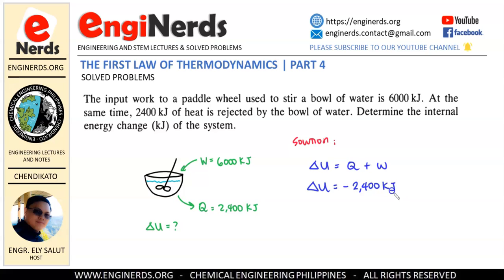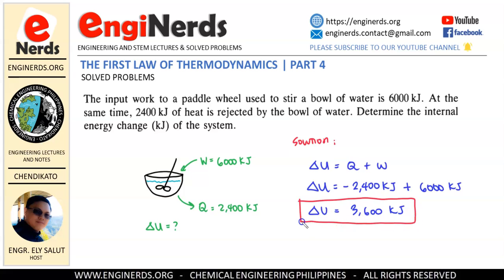So we have negative 2,400 kJ. Then how about work? Work is added to the system. The work is done by the surroundings and received by our system, so therefore this is positive. So we have plus 6,000 kJ. Okay, so our delta U is equal to negative 2,400 plus 6,000 kJ, which will be equal to positive 3,600 kJ. So this will be our final answer for this problem.